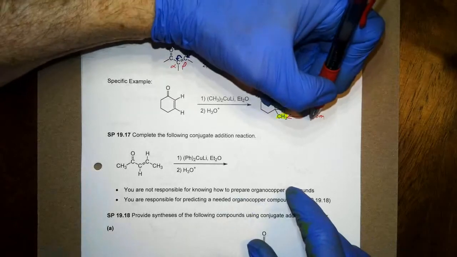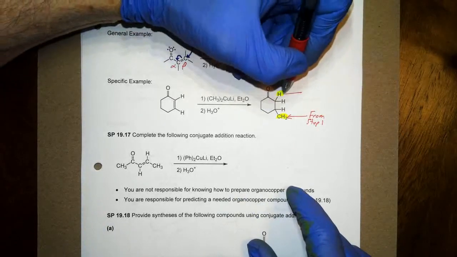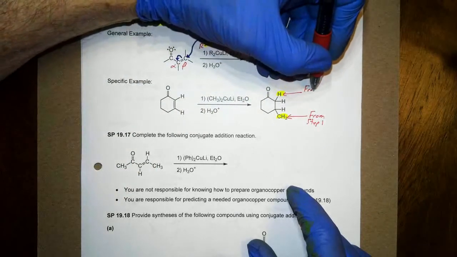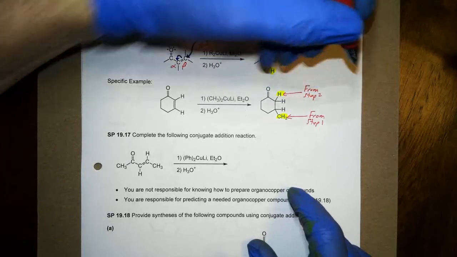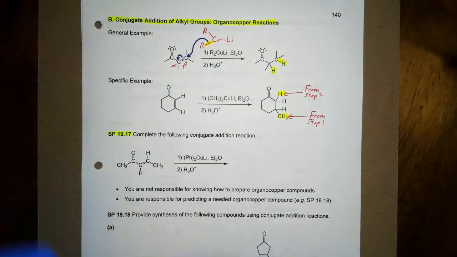Came from step 1. And how did that proton get on that alpha carbon? From step 2, by adding a Bronsted-Lowry acid. Okay, now again, your job is to do what?